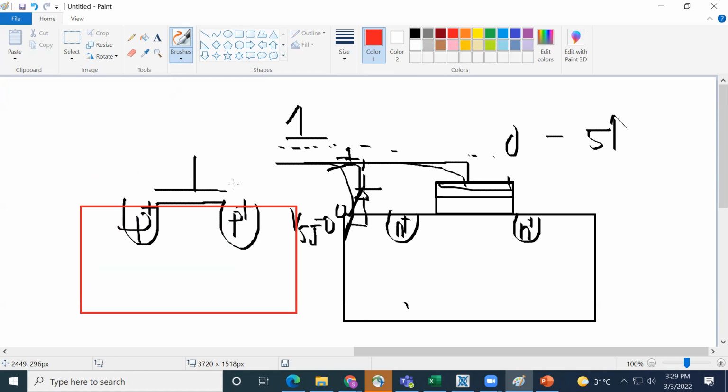For PMOS, your body is connected to VDD, so this diode will be like this. This is your 5 volt. In normal operating condition, it will not conduct. If you have more than 5 volt, like 6 volt, this will be forward biased and the charge will be transferred here. But you can save your actual active device. So this is called your antenna diode.